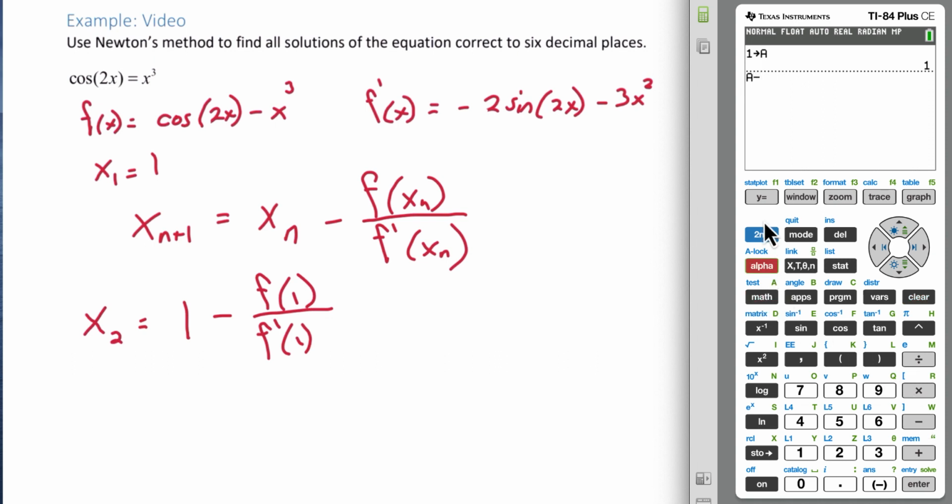Now we'll use Newton's method, and we're going to use the generic value that we started with, alpha A, minus, we'll get a fraction to make it look a little bit neater. Now we want to type in f of A. So we have cosine of 2 times A minus A cubed. And in the denominator, we want to type in f prime and input A. We have negative 2 sine of 2 times A minus 3 times A squared.